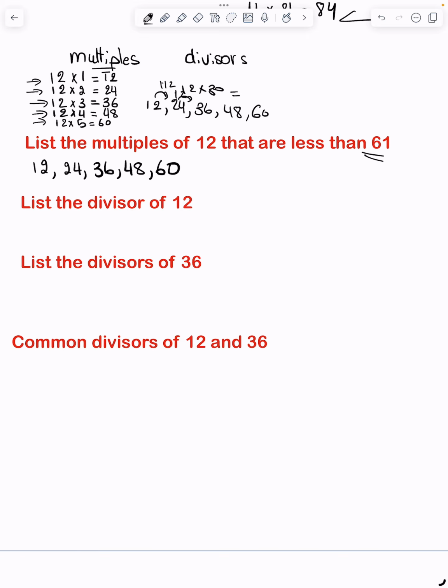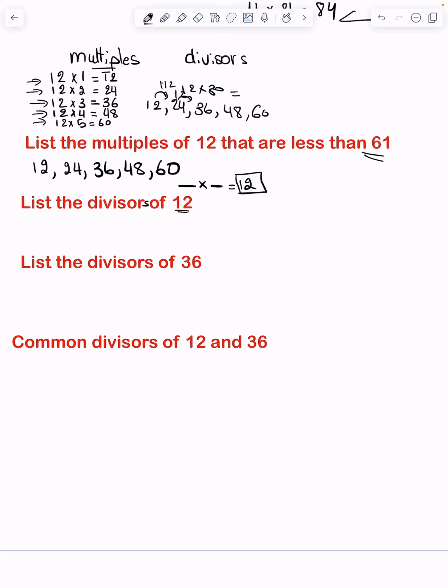Now, if they ask you, list the divisors of 12, how are you going to find this? What does that mean, divisors of 12? That means you need to find the numbers that you can multiply together to give you 12. So the answer should be 12, and you need to look for the two numbers that you multiply together to give you 12.